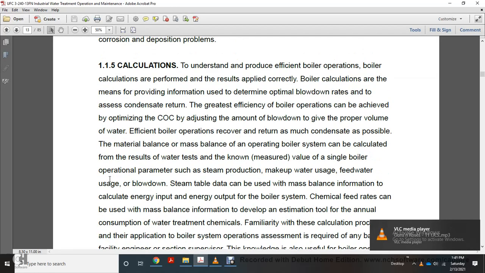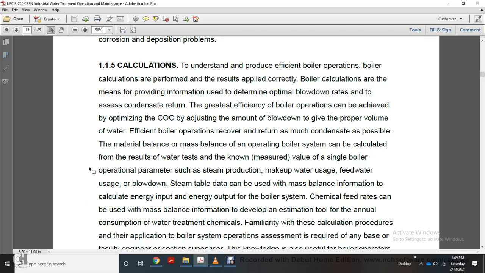Calculation. Understanding efficient boiler operation requires boiler calculations to be performed correctly, with the provided information, to determine the optimum blowdown rates and to assess the condensate return. Given efficient boiler operation, this can be achieved by optimizing the COC, adjusting the amount of blowdown to give the proper volume of water.